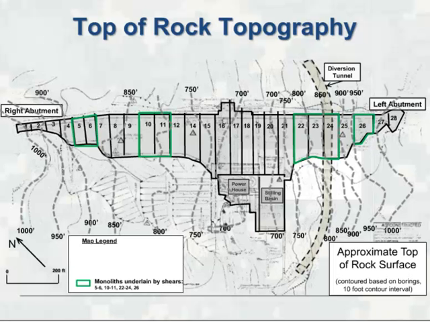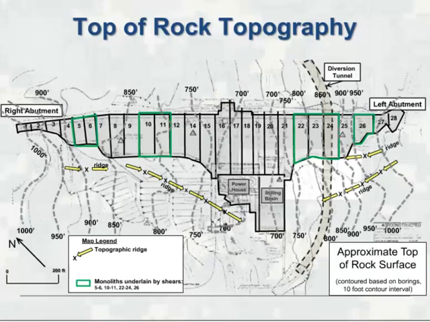I tried to, it's too busy to look at, so I highlighted the 50-foot contours off of that form. And what we do see is that there's ridges, rock ridges, that form directly downstream of the monolith 5, 6, and 10, 11. You can see the yellow arrows. That's a ridge, so the rock mass increases downstream.